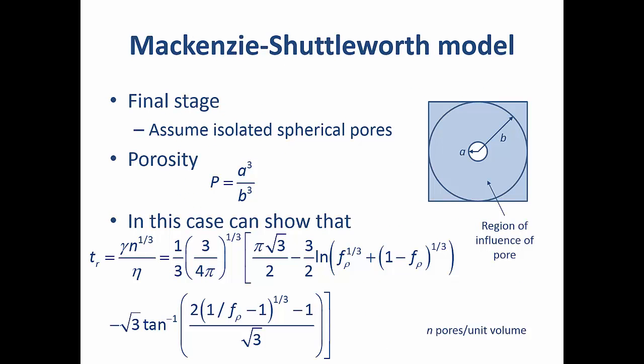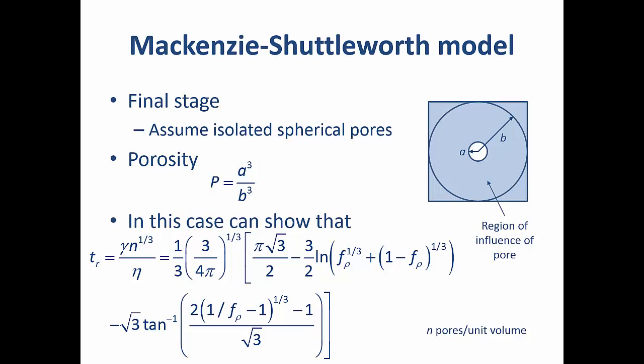Two models that have been developed for other stages of viscous glass sintering are the Mackenzie-Shuttleworth model and the Scherer model. To briefly look at the Mackenzie-Shuttleworth model first, this applies to the final stage when we only have isolated pores. It's assumed because these are pores in a viscous liquid that they're spherical and that each pore of radius A is surrounded by a region of influence of radius B. Obviously, because the volume of a sphere is 4/3 pi r cubed, this gives us a relative porosity being equal to A cubed over B cubed.